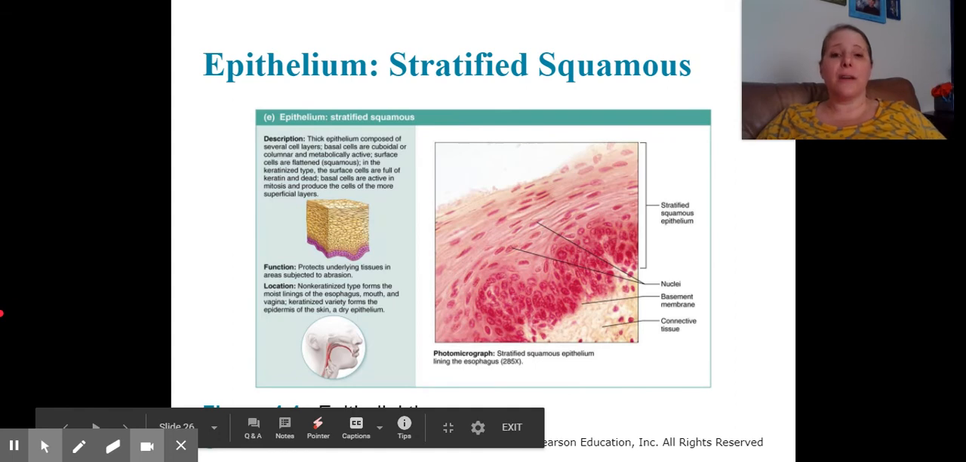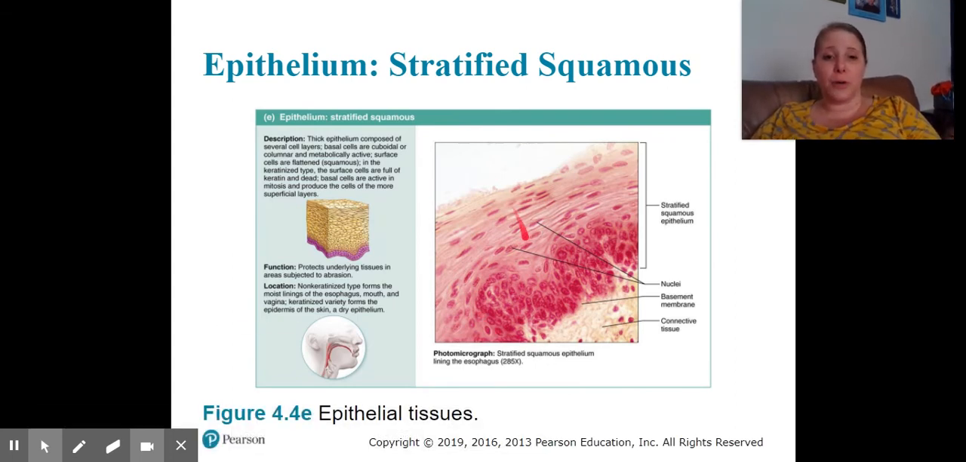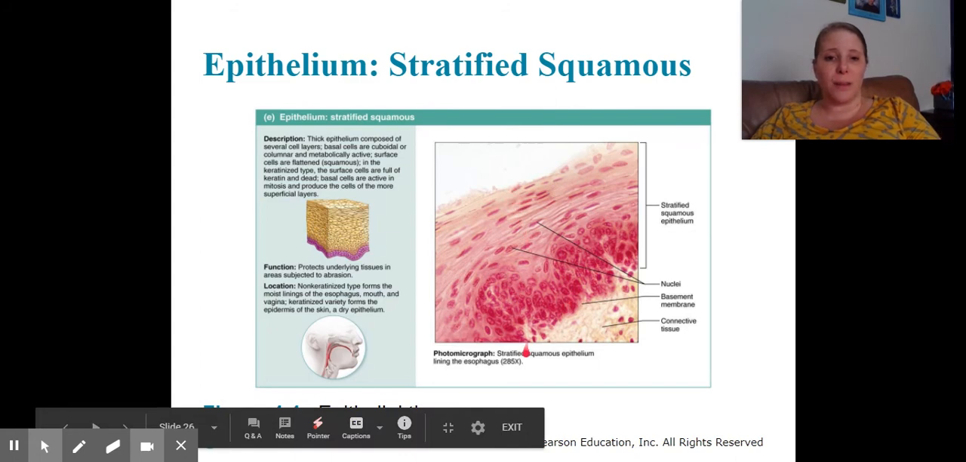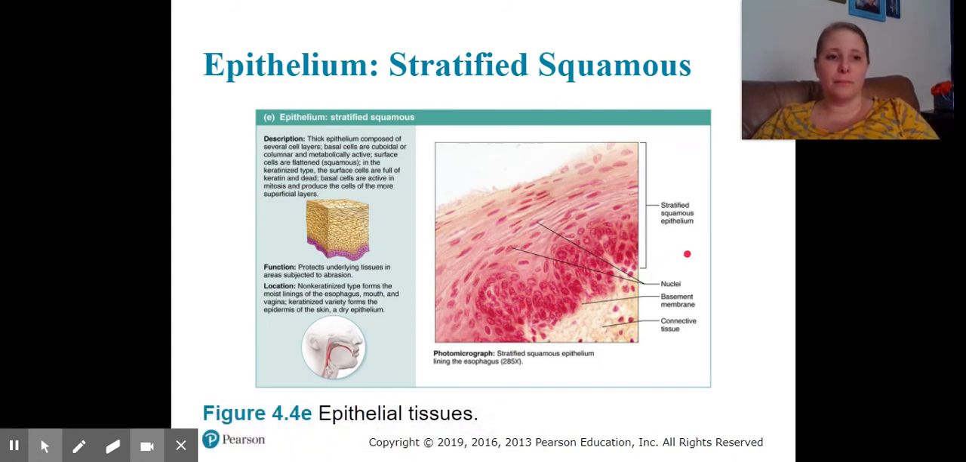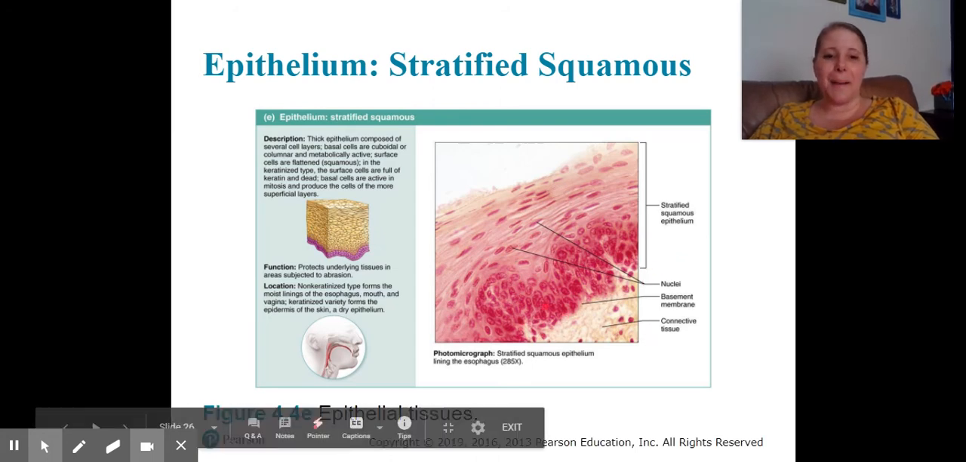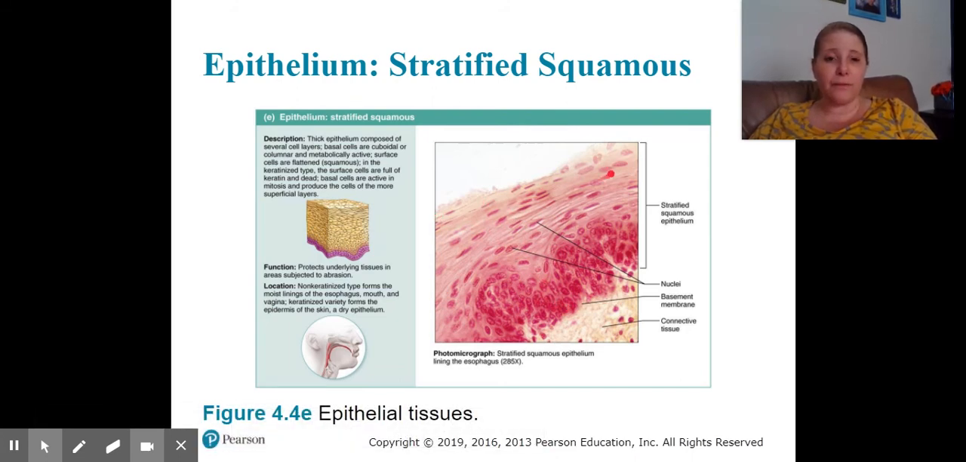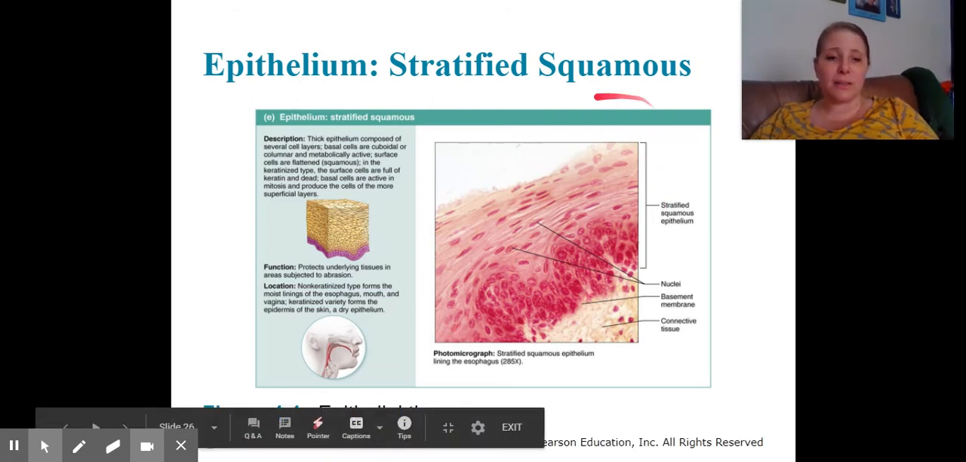All right, so here's a picture of stratified squamous. It's going to look like this pretty often. You're going to look towards the end of something, and usually it has this wiggle. And you can see that these bottom ones are kind of fat, and they get flatter as they go up, and these top ones are very, very flat. So this is my stratified squamous layers.